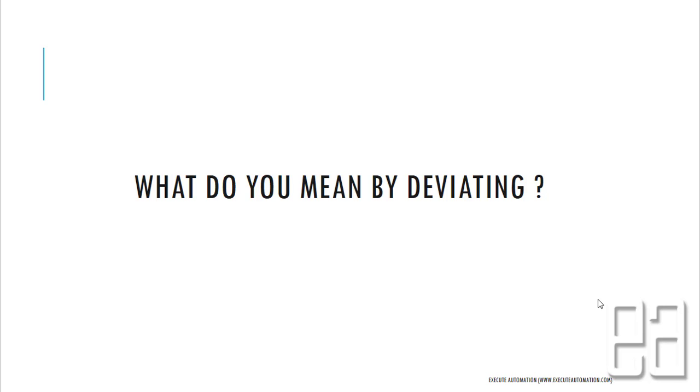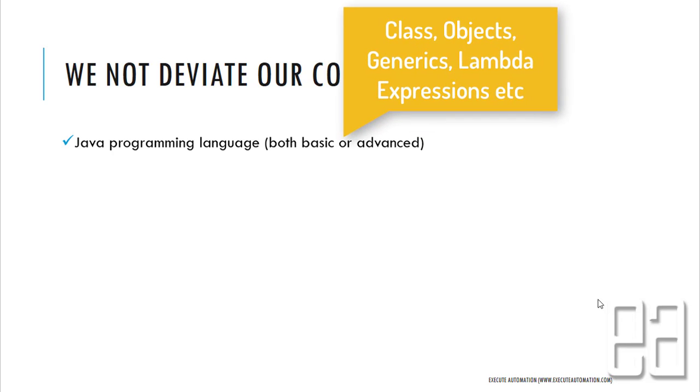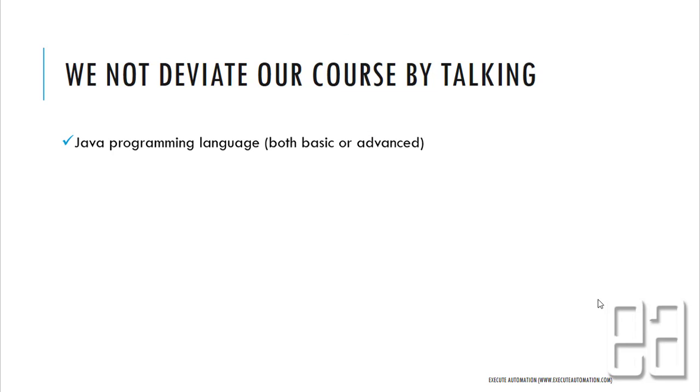What do you mean by deviating? Well, we are not going to deviate our course by taking the basic Java programming language or even the advanced Java programming language. Something like what is classes, objects, and what is generics, and how to work with interfaces, and how to work with the lambda expressions. Those are not the cup of tea in this course. Rather, you have to do homework of understanding how to work with Java basic as well as advanced programming before taking this course. And we are not going to talk very basic about Selenium as well.